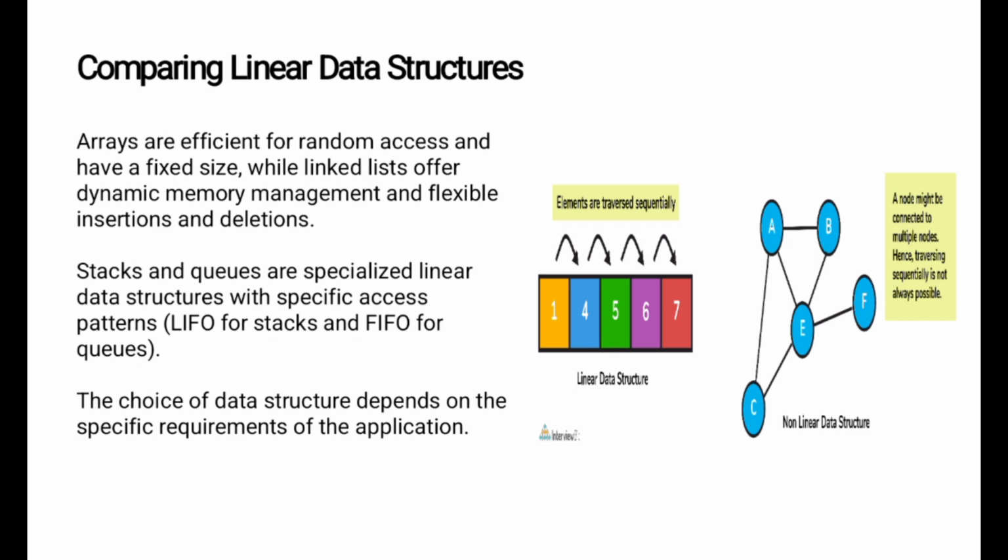Comparing linear data structures. Arrays are efficient for random access and have a fixed size, while linked lists offer dynamic memory management and flexible insertions and deletions. Stacks and queues are specialized linear data structures with specific access patterns like LIFO for stacks and FIFO for queues.